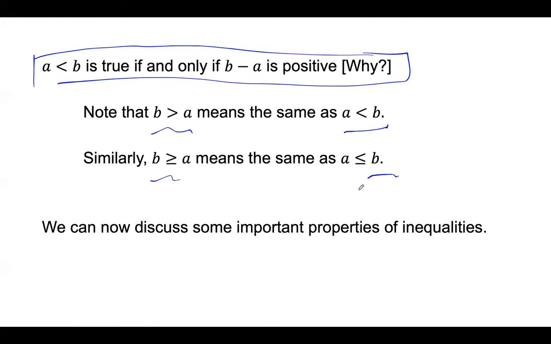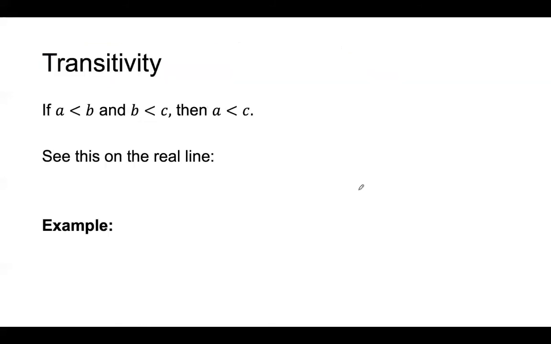So we can discuss important properties of inequalities. Transitivity. Suppose A is less than B and B is less than C, then A is less than C. And we can see this on the real number line. So let's draw an example. A, B, and C.